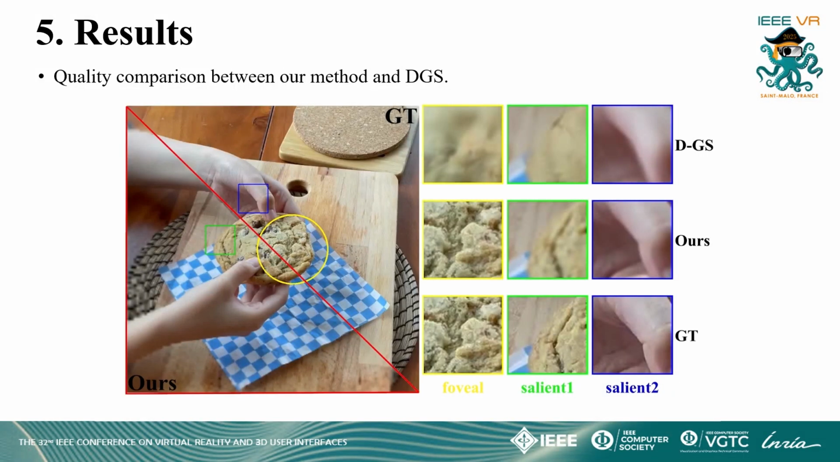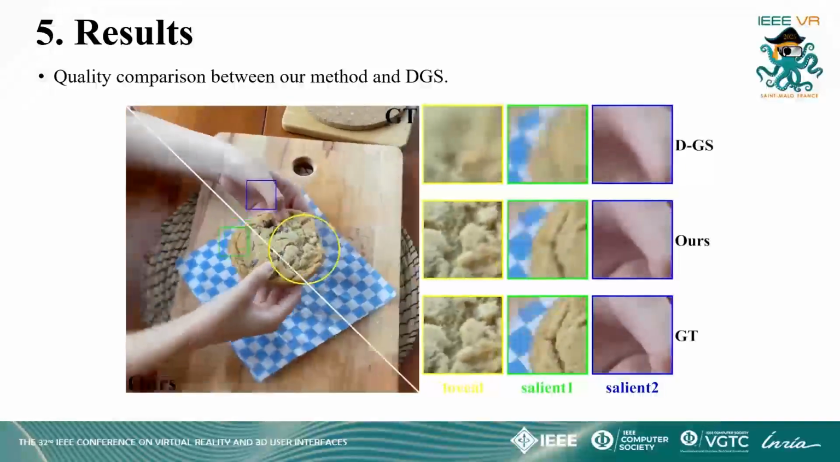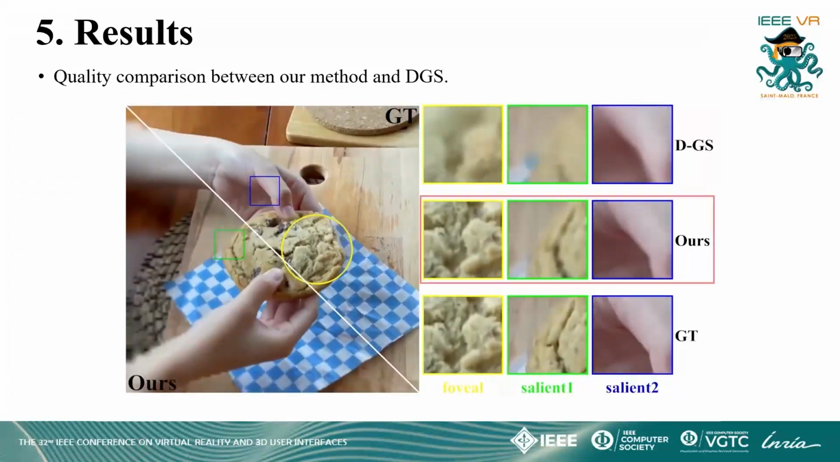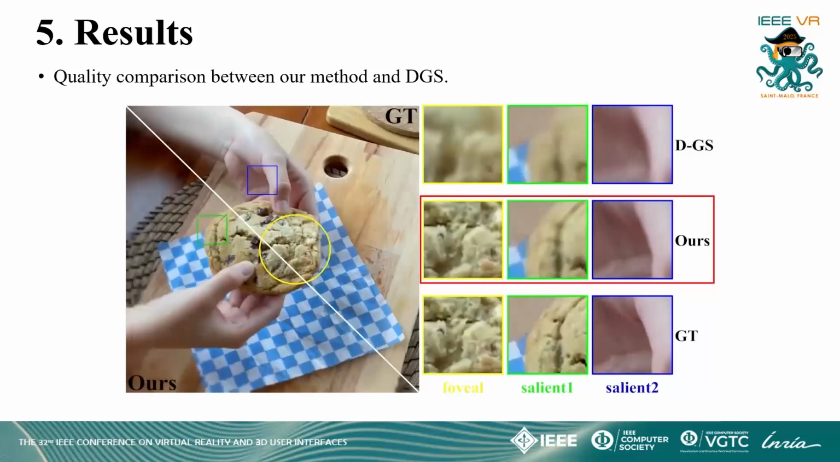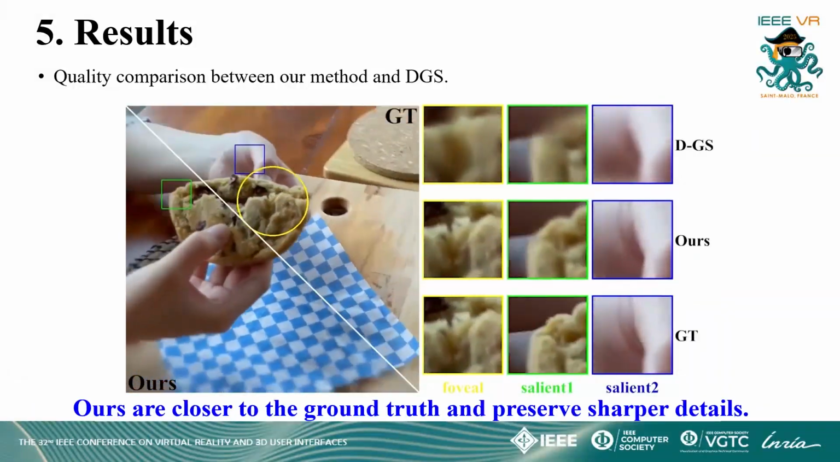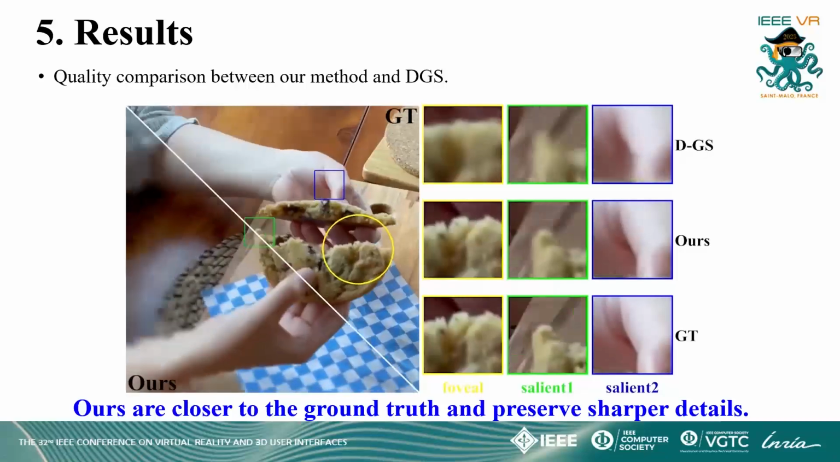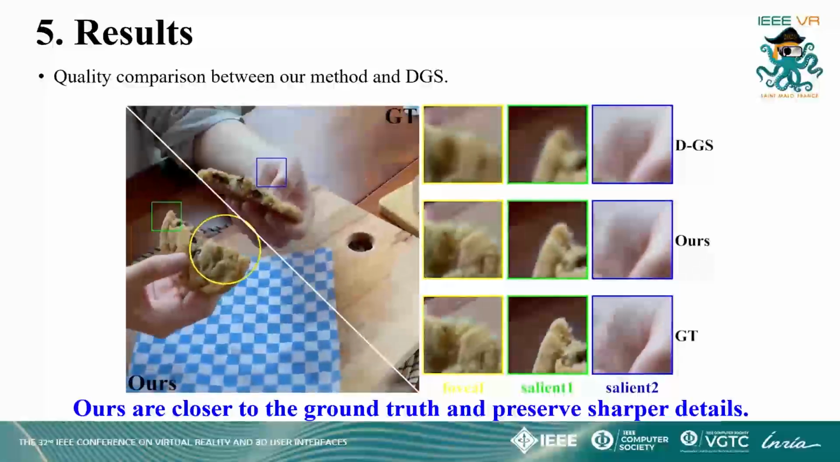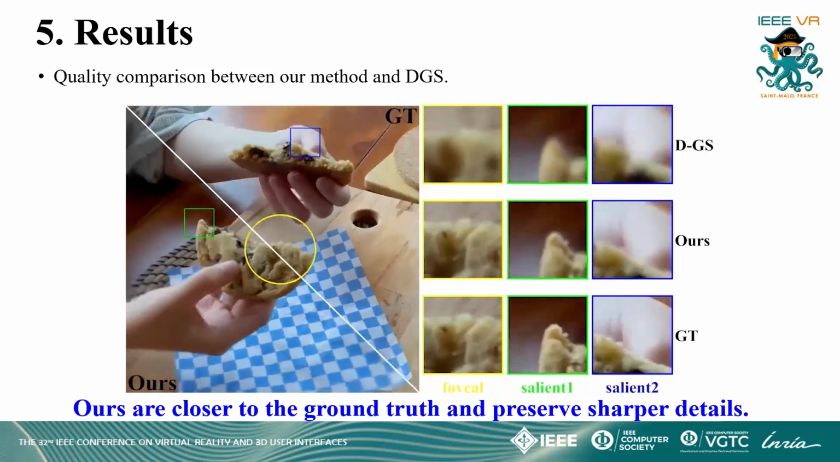The lower left of the left image shows our result. The upper right shows the ground truth. The right are the close-ups of the results. DGS renders full resolution images, while our method renders foveated images. Compared with the DGS method, our results are closer to the ground truth and preserve sharper details in both foveal and salient regions, especially for the dynamic objects.